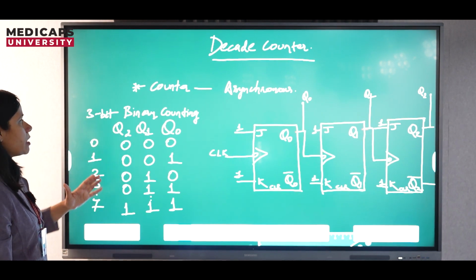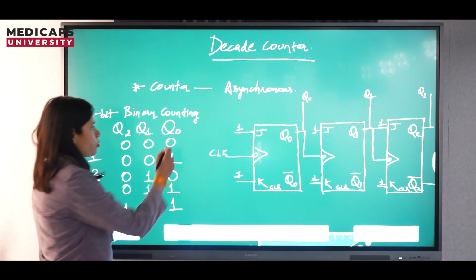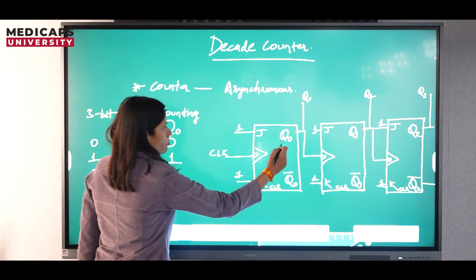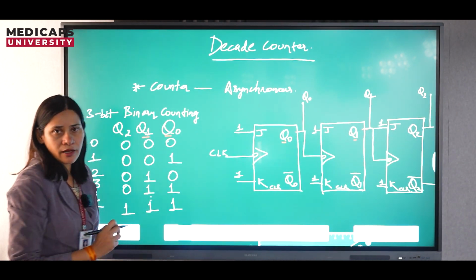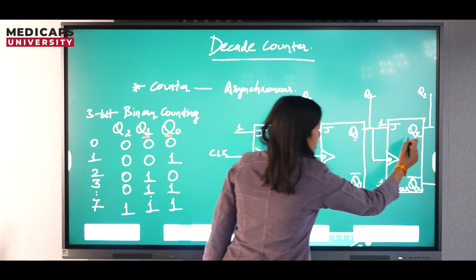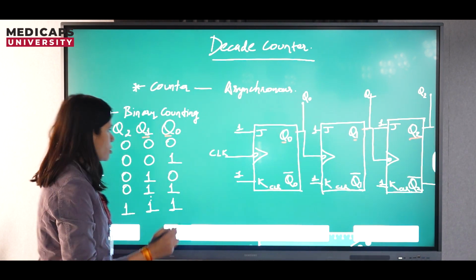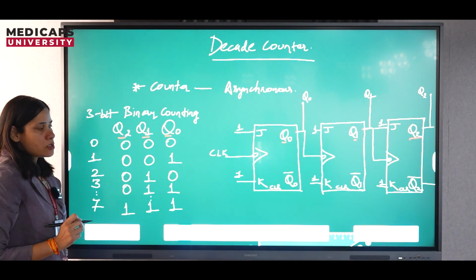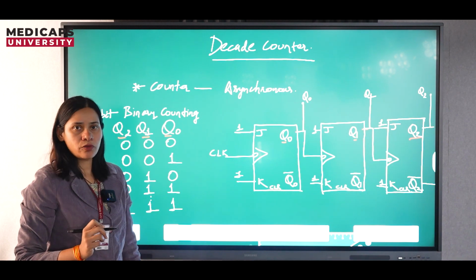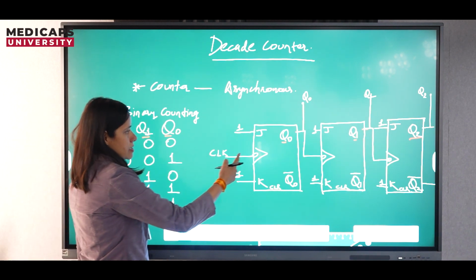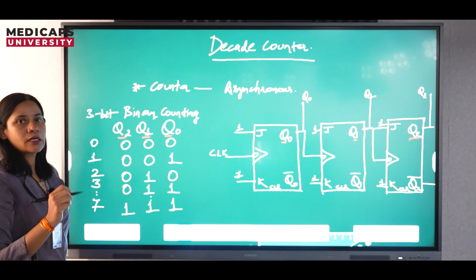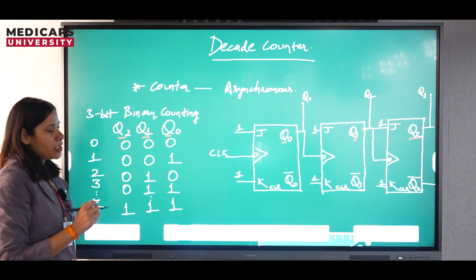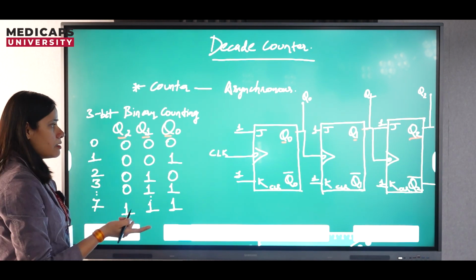ये 3 बिट बाइनरी काउंटिंग है जहाँ पे मैंने आउटपुट्स यहाँ लिखे हुए हैं एज Q0. ये सेकेंड फ्लिप फ्लॉप का आउटपुट है Q1, तो हियर आई हैव रिटन Q1 एंड द थर्ड flip flop output is Q2, it's written Q2. So whenever the clock signal is applied to first flip flop, you can see this is a negative edge triggered flip flop. That means whenever in a clock signal a negative edge will come, then it will change its state.